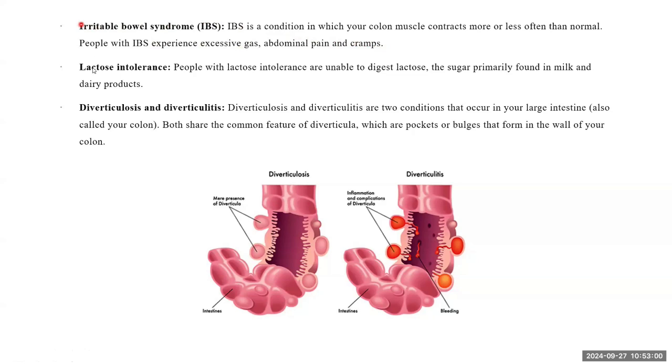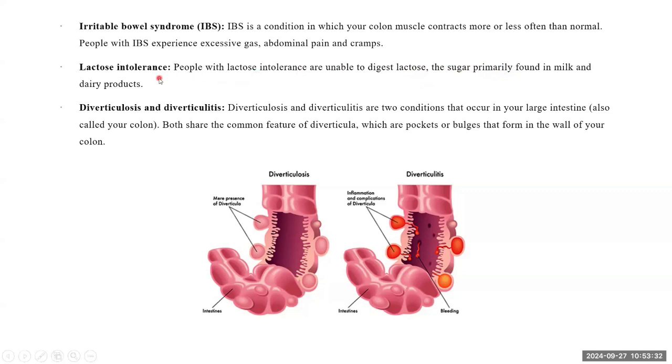Next is lactose intolerance. It's a condition in which people are lactose intolerant, which means whenever they take dairy products, they are unable to digest the lactose in those products. Lactose is a carbohydrate sugar primarily found in dairy products. Whenever they take dairy products, they might get bloating, diarrhea, or cramps.